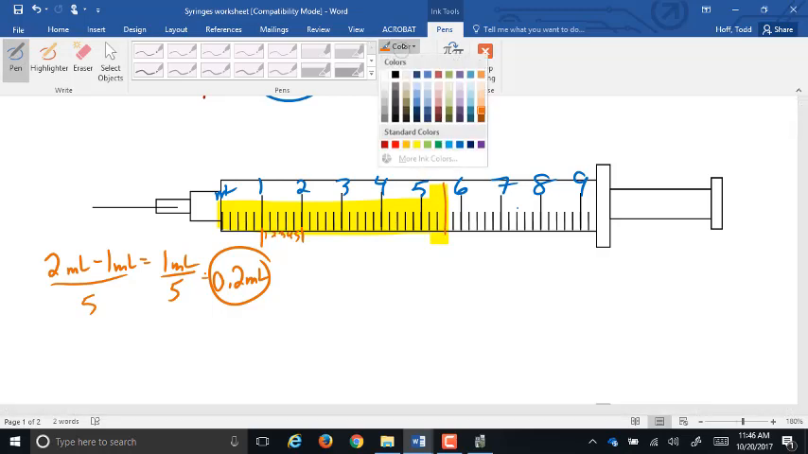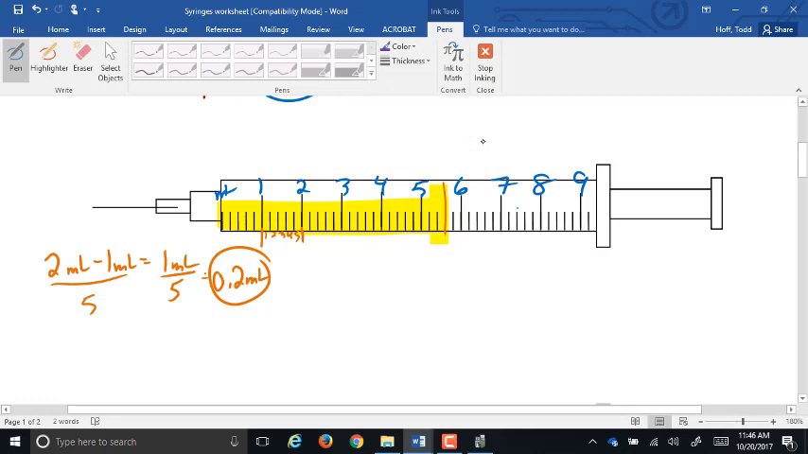That's the line it's supposed to line up with. My coloring sucks. What is that? 5.6, good. This is 5 milliliters, and it's 0.2, 0.4, 0.6.